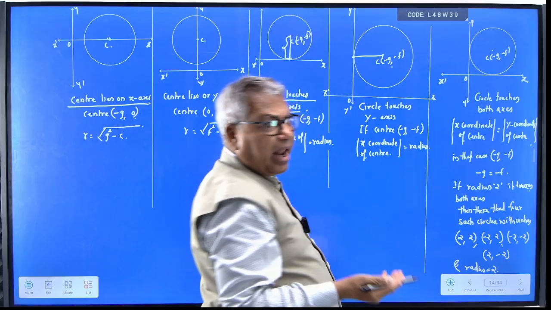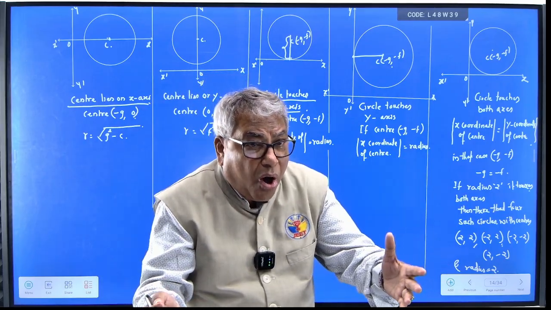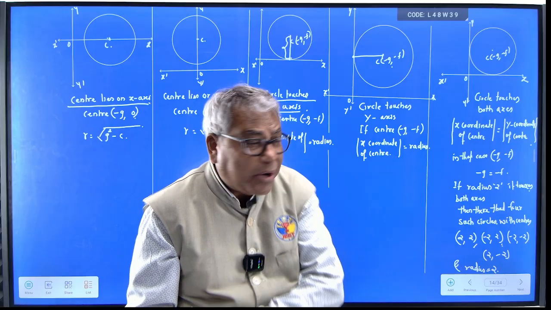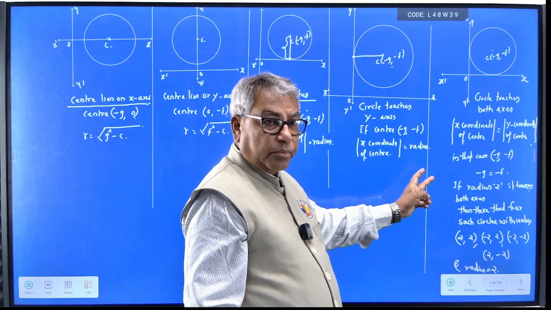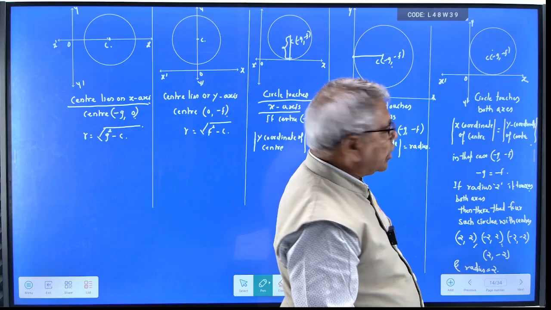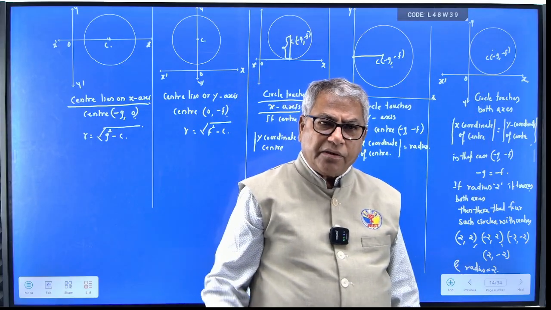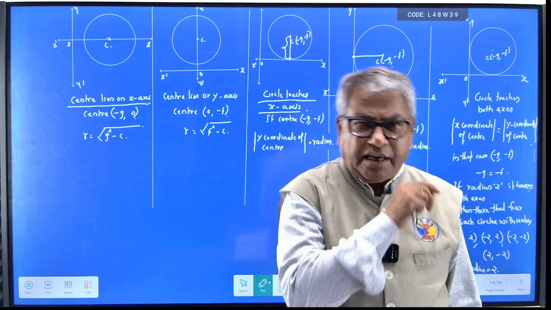But it may lie in any quadrant. Radius is always positive. So the mod of the x coordinate of the center is equal to the radius. The circle may be in any quadrant. And when the circle touches both the axes, in that case, the x coordinate and y coordinate of the center are both the same.